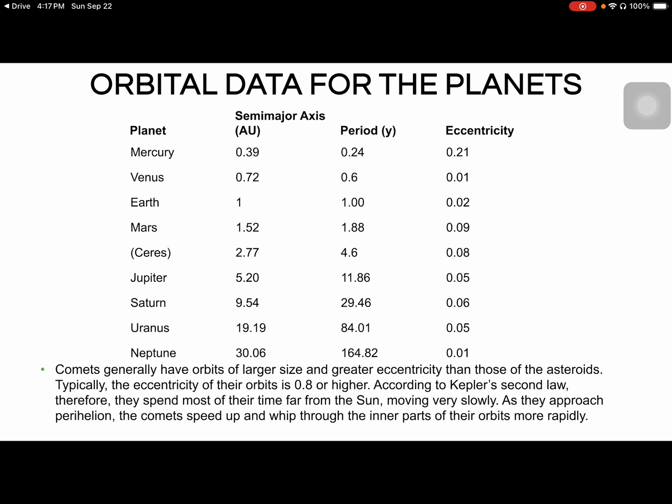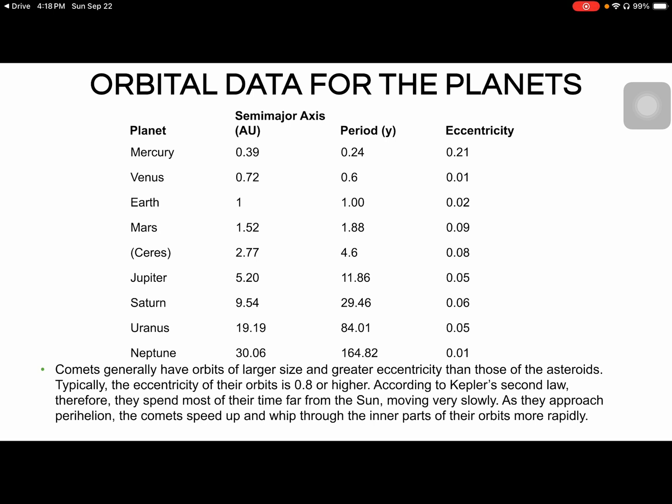So we could see here in the data chart above, the more eccentricity there is, the more oval those orbits are going to be. So for example, the closer to zero they are, the closer they are to being perfectly circular. The farther away, the closer to one, the more oval shape they're going to be.